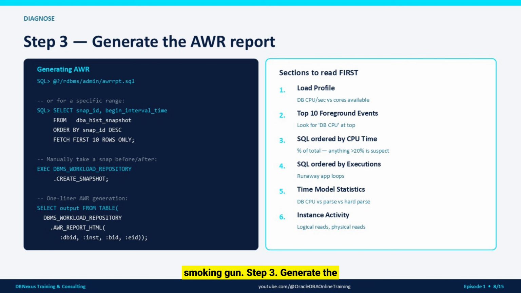Step 3. Generate the AWR report. Run awrrpt.sql from rdbms/admin. Pick HTML format. Pick the snapshot ID from just before the spike to right now. Save it. Open it in a browser. The AWR is 60 pages long. You do not need to read all of it. 6 sections to read first, in this order.